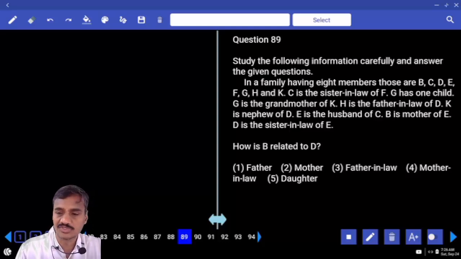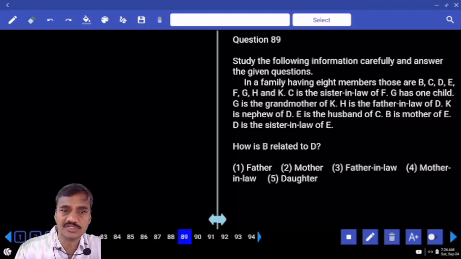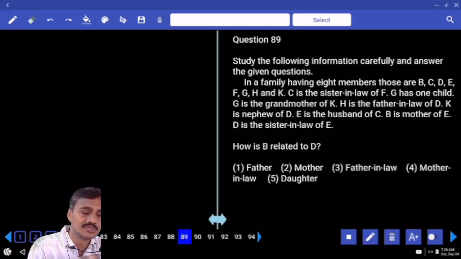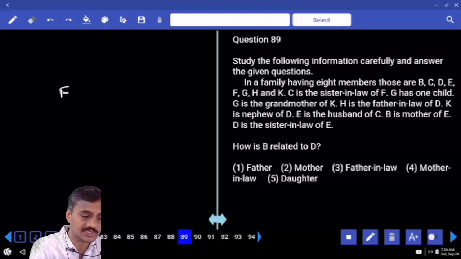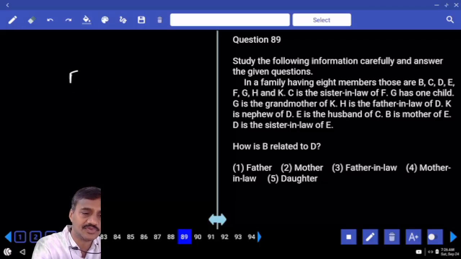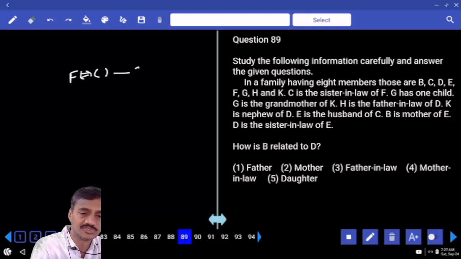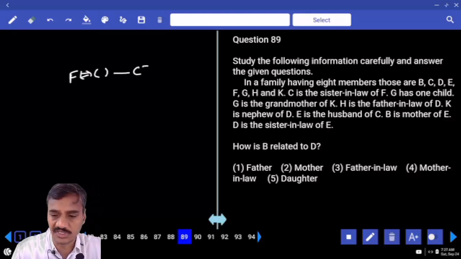Then let us start with the first, second. C is the sister-in-law of F. That means what are the different possibilities we have? Then F's spouse's sister. F is here. Now F's spouse is here and spouse's sister is C. C is the sister-in-law of F.